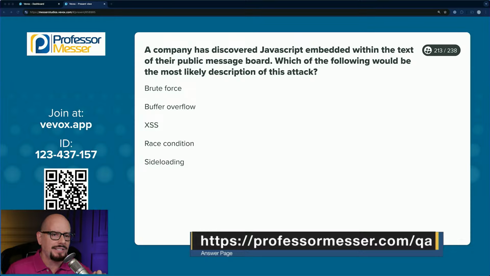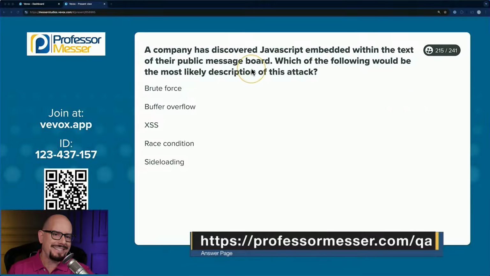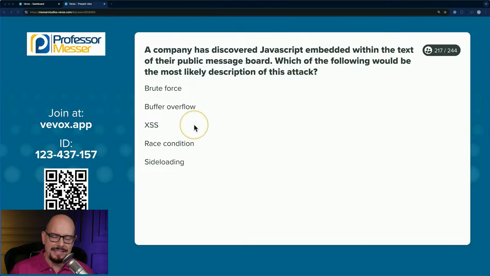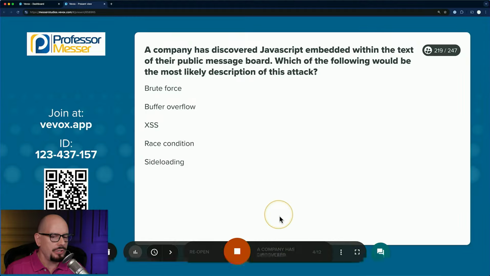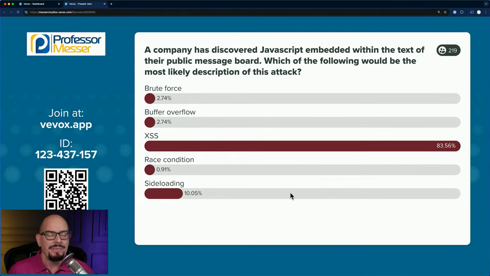The question asks, a company has discovered JavaScript embedded within the text of their public message board. Which of the following would be the most likely description of this attack? Is it a brute force attack, a buffer overflow attack, an XSS attack, a race condition, or a side loading attack? Well, let's see what you chose. We'll stop the poll and see what the answers are.